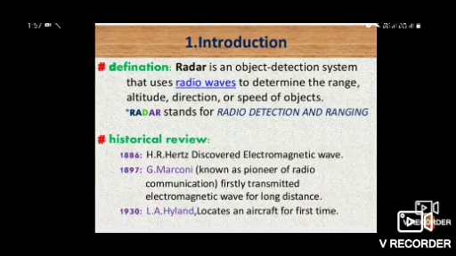That means he first transmitted electromagnetic waves over a longer distance, and after that, for the detection of targets, it was done in 1930 by L.A. Hyland. It was the first time he detected an aircraft located at a longer distance. Okay, that is the first radar system, introduced only for seeing a particular aircraft placed at a longer distance. So this is the history of radar.